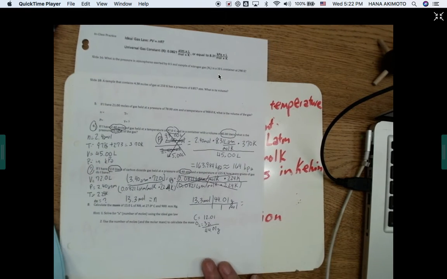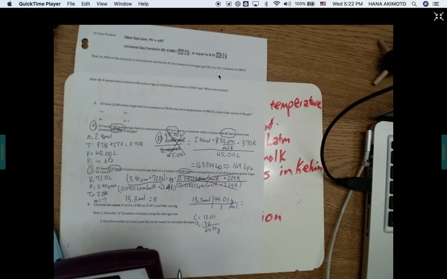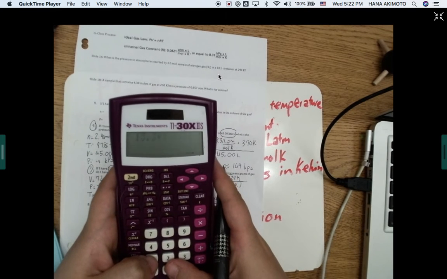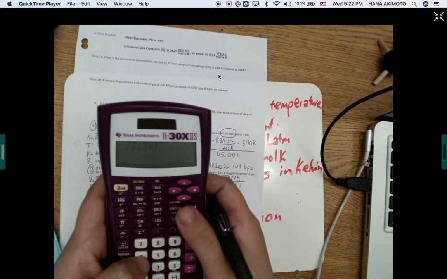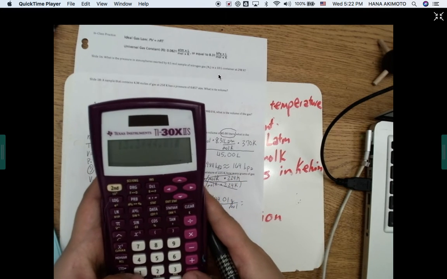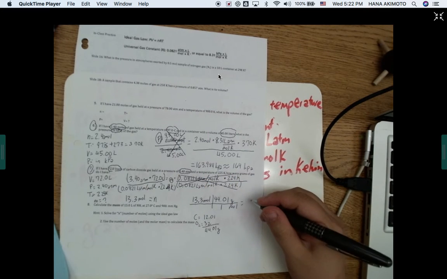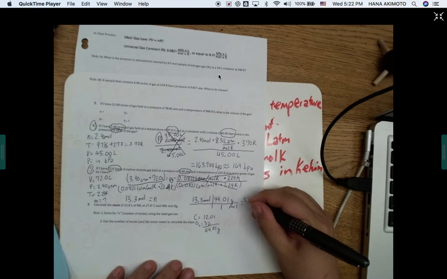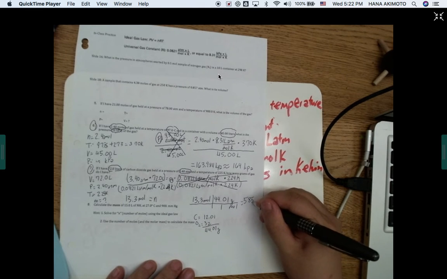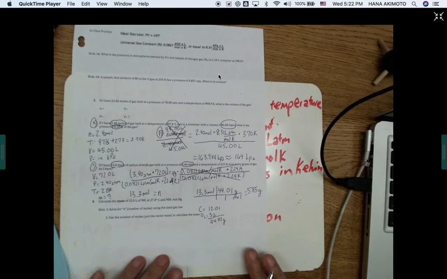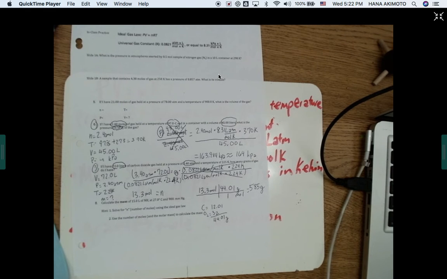I'm going to multiply that out. 13.3 times 44.01. My answer is going to come out to 585 grams. Okay, so other than that, this is just a matter of plugging in to PV equals nRT.